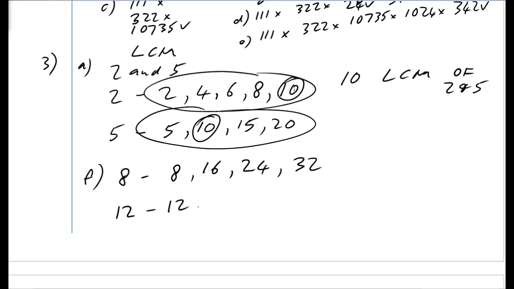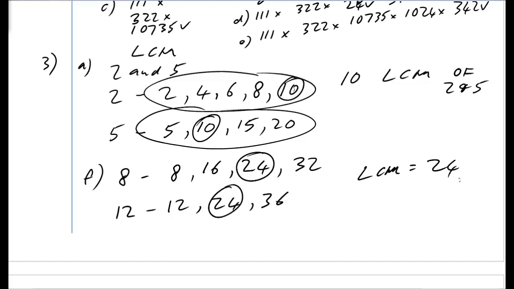12, 1 12 is 12, 2 12s are 24, hang on, see we've got 2 the same. 3 12s are 36. See this? We've got 2 numbers the same, we can stop there. So the lowest common multiple between 8 and 12 will equal 24. Okay, what I want you to do now is have a go at number 3.